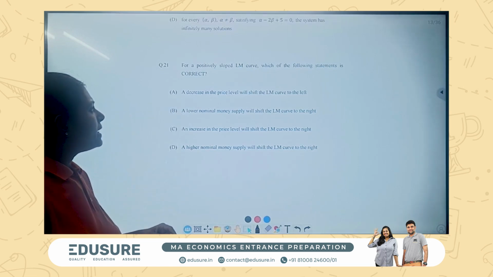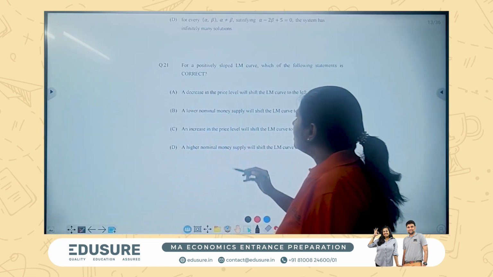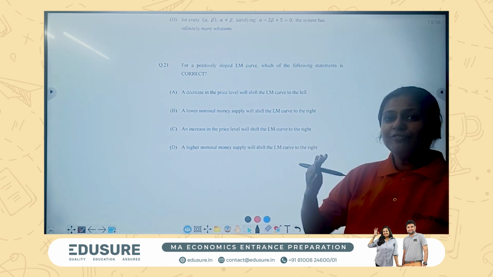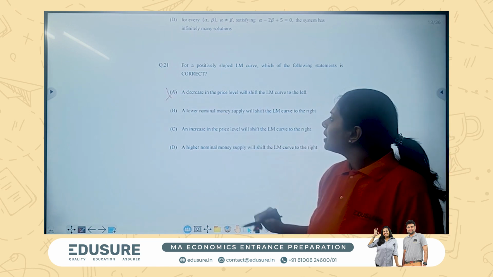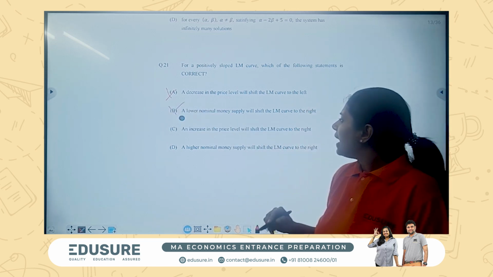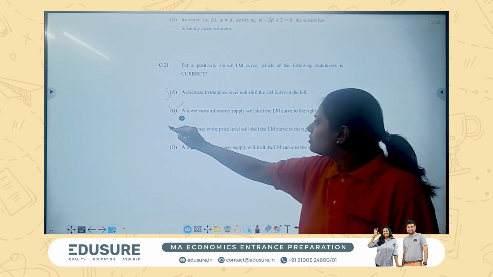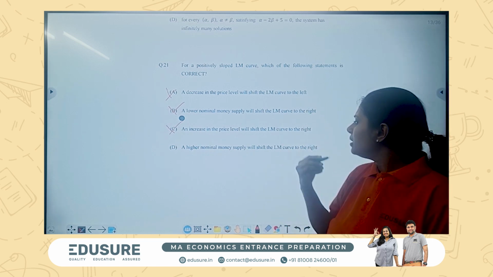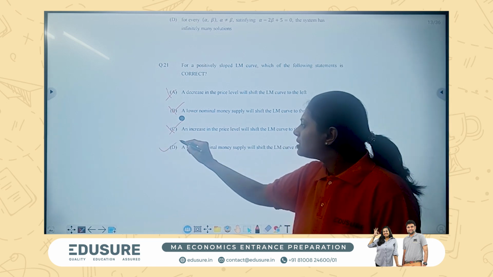Exam 2023, question number 21. For a positively sloped LM curve, which of the following statements is correct? A decrease in the price level shifts the LM curve to the right, so this is incorrect. A lower nominal money supply shifts the LM curve to the left, so this is incorrect. An increase in the price level shifts the LM curve to the left, so this is again incorrect. A higher nominal money supply will shift the LM curve to the right, so D is correct.